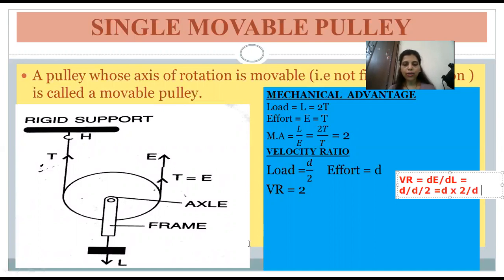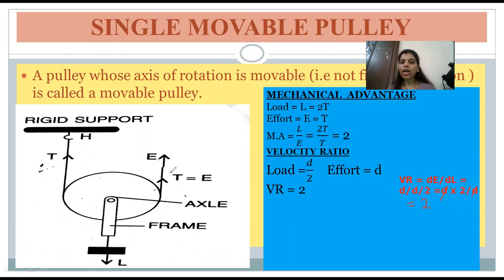So now d and d get cancelled. This particular d in the denominator and this d in the numerator get cancelled. So when it gets cancelled, what will be the answer? What you have got is VR equal to 2. Now as we have learned, VR will never change unless you change the design of the machine. So it's going to remain 2.